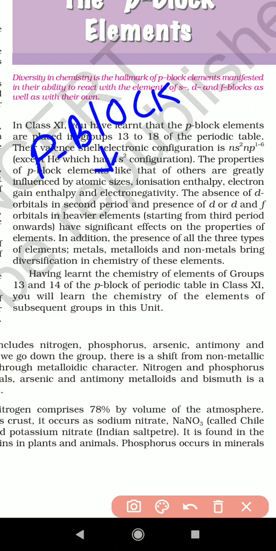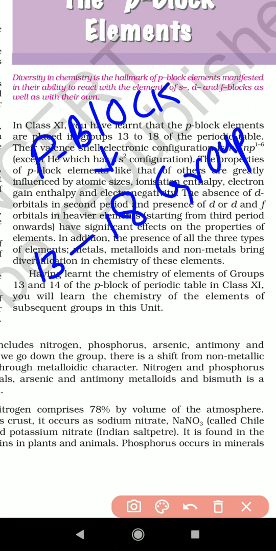So where are the p block elements present in the periodic table? From group 13 to group 18. These elements are called P block elements. Group 13 to group 18 elements are called P block elements.